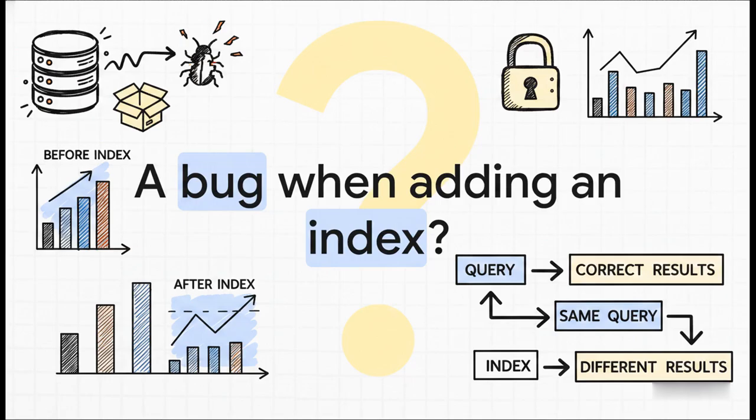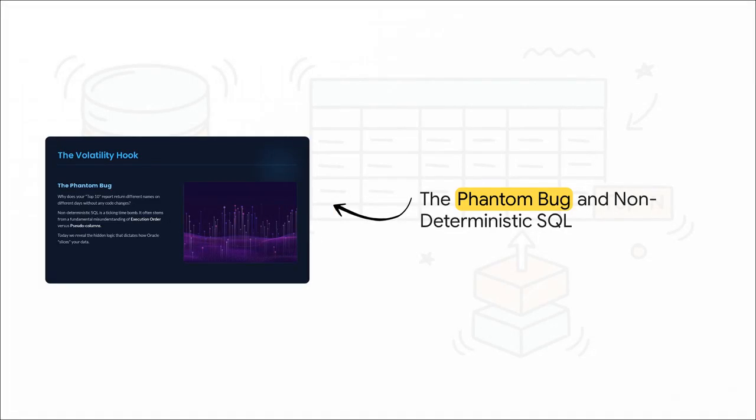Awesome. But a week later, you decide to optimize that exact same table by adding a new index on the trade date. And suddenly, your top 5 report completely changes. It's returning totally different trades and different amounts. You haven't touched a single line of code, but your data completely shifted. Why? Well, this phenomenon is exactly what we call the phantom bug.